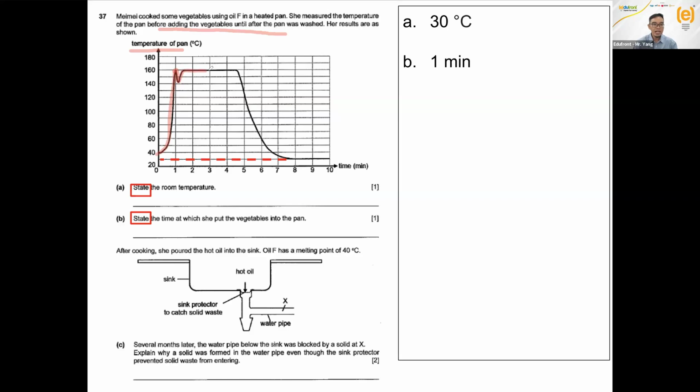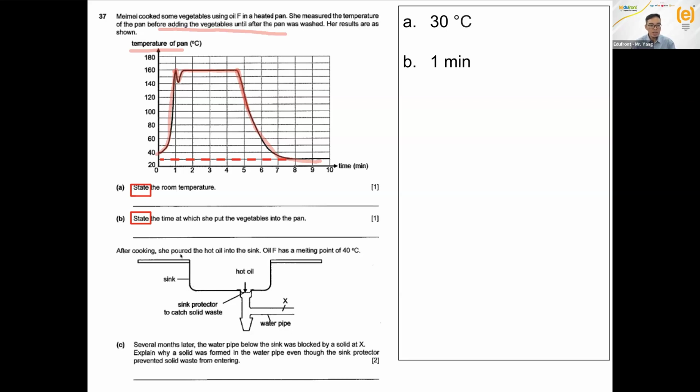After that, at this point, this is where the pan was washed. So after cooking, the pan was washed, and then the temperature cooled down. The temperature of the pan cooled down as she was washing the pan. The pan loses heat, and the temperature decreases all the way until room temperature. So this is what is happening in this graph here. So at what time did she put the vegetable into the pan? It is at this point here, at the dip here, in 1 minute.